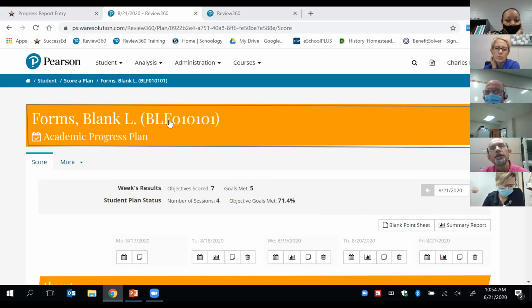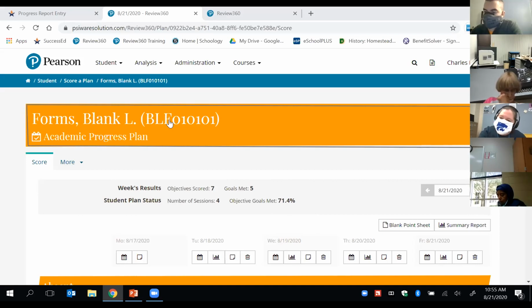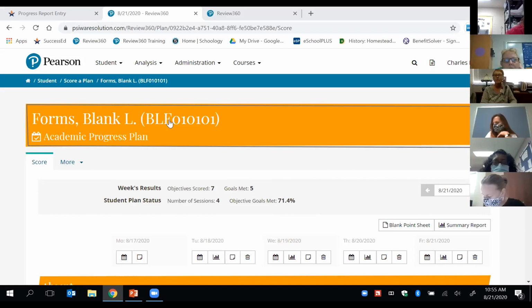Okay, so the question about deselecting goals, that's also a good one. That only works in the orange plan. The blue plan, everything you put in is going to show up all at once. That's why some people create and end blue plans every grading period. But for the orange plan, goals can always be deselected so that the only ones that appear on the scoring screen are the ones that you're currently working on.